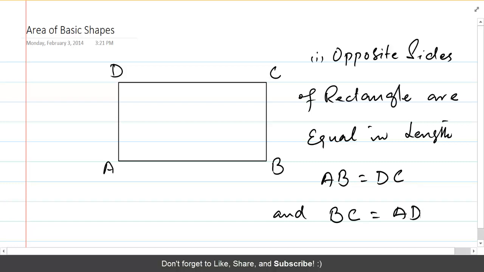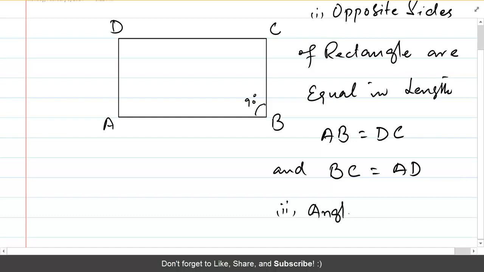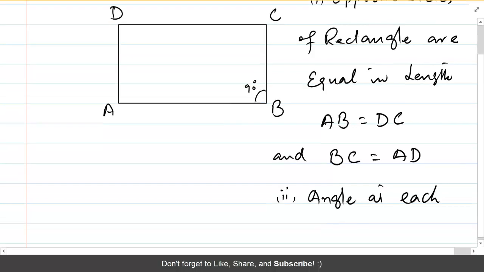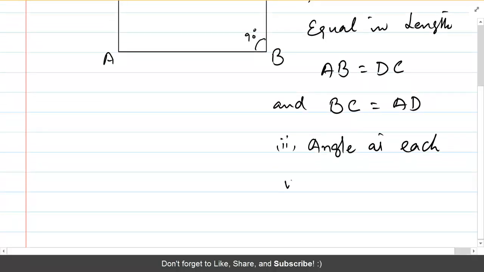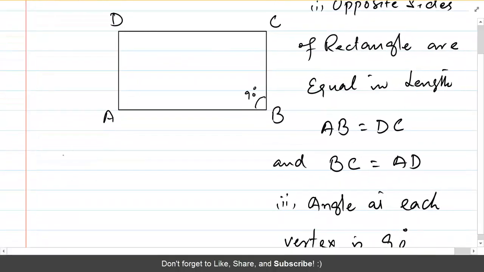Also, there is another condition: the angle at each vertex is 90 degrees. So the second condition is the angle at each vertex is 90 degrees. Now let's define the area of a rectangle.